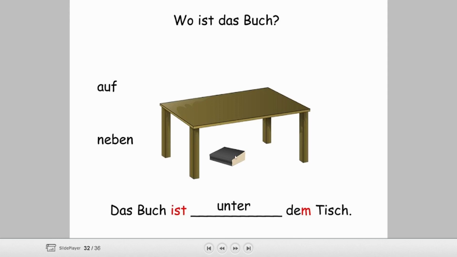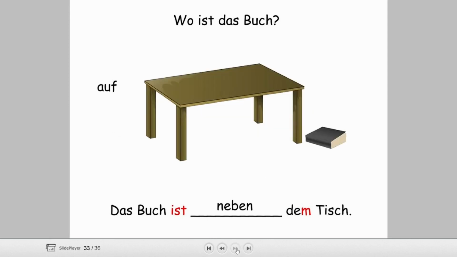How will you find wo? Where is it? Wo. It's not wohin. It's not moving. Where to? It is simply staying there. So it is dative. Where is the book now? Book is next to the table. Das Buch ist neben dem Tisch. Here also there is no movement, so you will use dative.